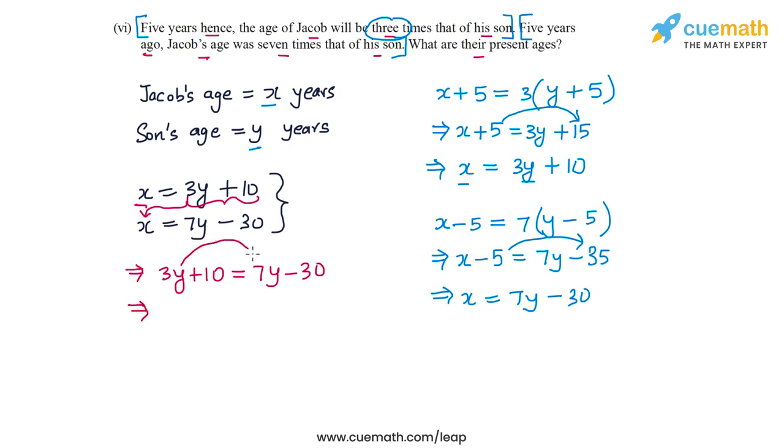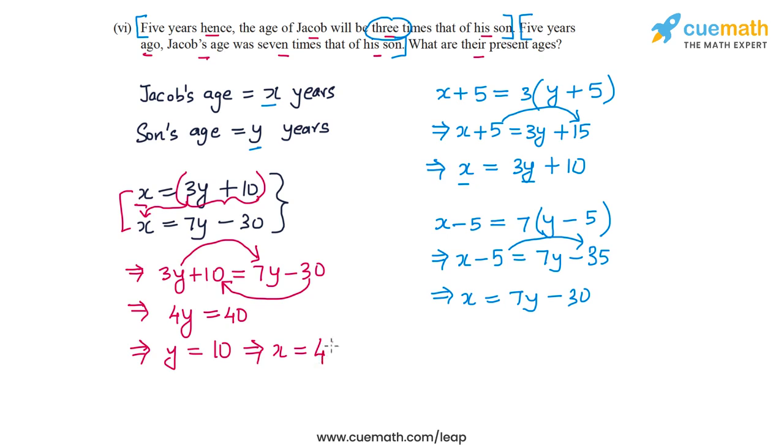So I can take this 3y on the right side and that becomes 7y minus 3y, or 4y, and this minus 30 on this side with 10, so that becomes 40. So 4y is equal to 40, or y is equal to 40 by 4, or 10. So y is 10, and then from any of these two equations we can find the value of x. So let's use the first equation. So x is equal to 3y plus 10, or 30 plus 10, or 40. So x is equal to 40 and y is equal to 10. So Jacob's present age is 40 years and his son's present age is 10 years.